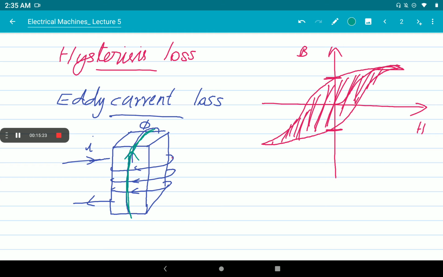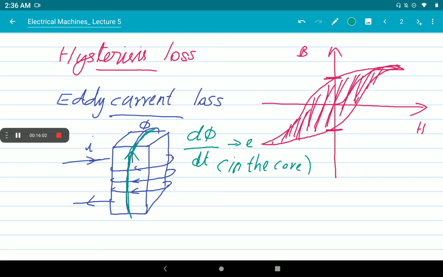Now, usually a sinusoidal or alternating current will be applied to that coil. When we apply an alternating current, there will be a rate of change of flux. The flux produced will be a varying flux. An alternating current will produce an alternating magnetic field, so there will be some rate of change of flux in it. That rate of change of flux will produce an induced EMF E in the core.